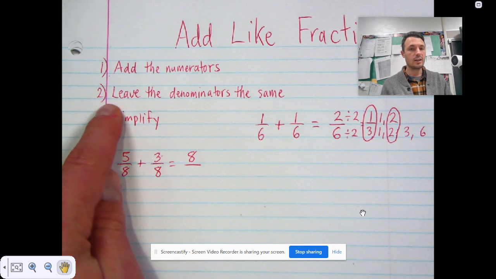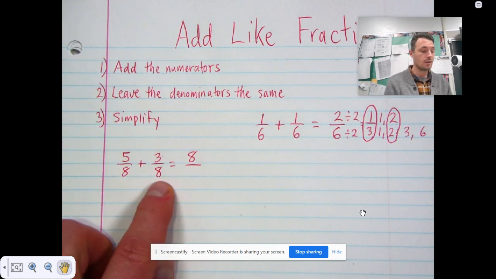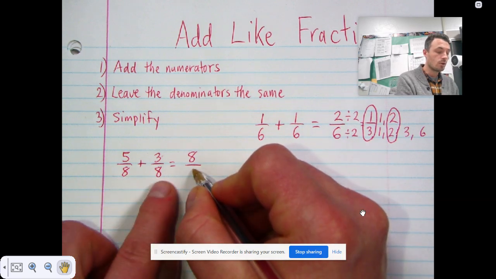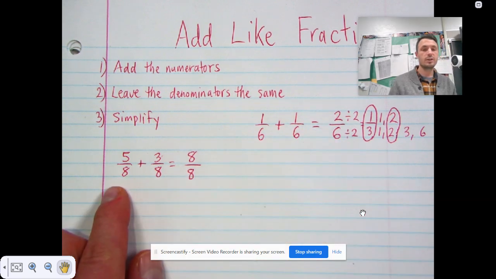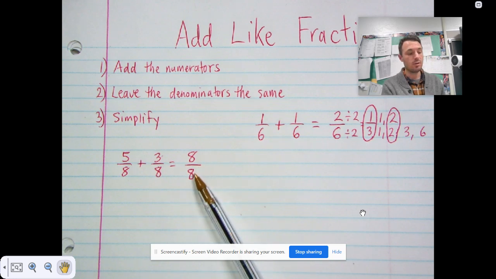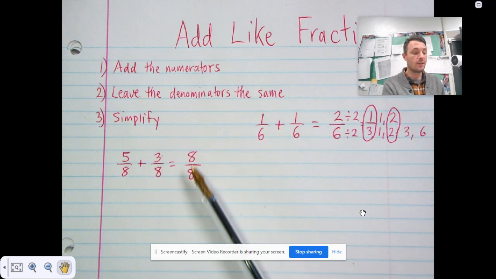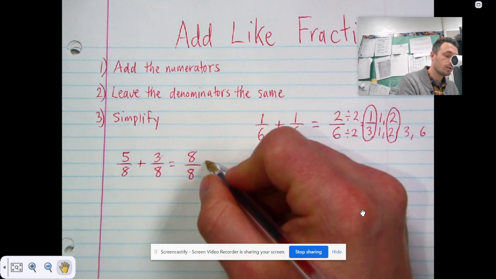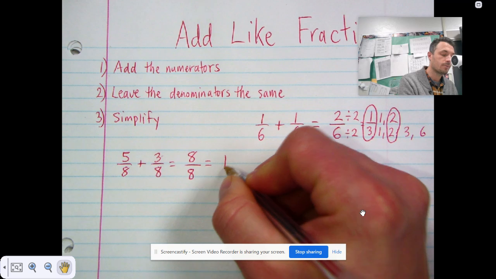Step 2 is leave the denominators the same. So we don't add 8 to 8. We just carry them over. The denominator stays the same. And then step 3 is simplify. Now this might be something that you don't know yet. This is a really easy one to simplify because when the numerator and the denominator are the same number, the fraction always simplifies to 1.